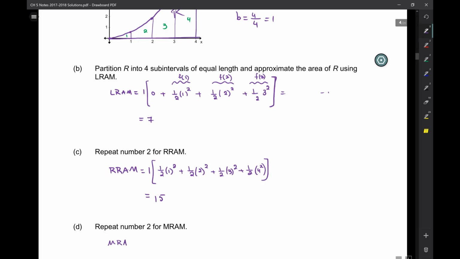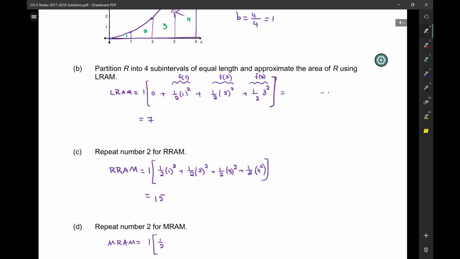Now for the midpoint, it's going to be the base times the midpoints of each one. So what are the midpoints? 1/2, 3/2, 5/2, 7/2. Okay? Yeah. I'm really confused about why everything is mostly over 1/2. So that's a base. Because each rectangle has a base of 1, right?